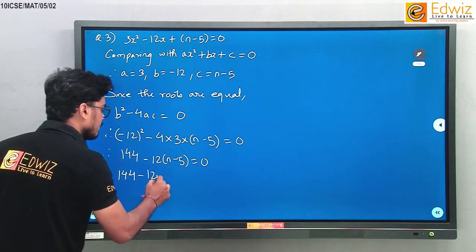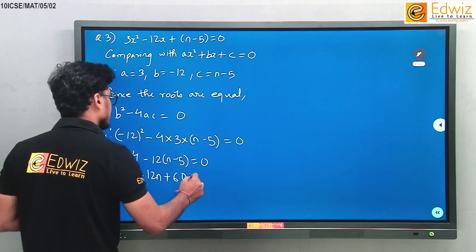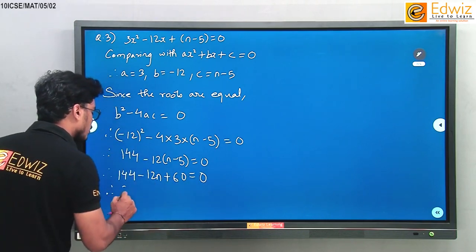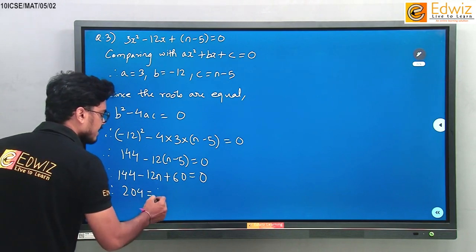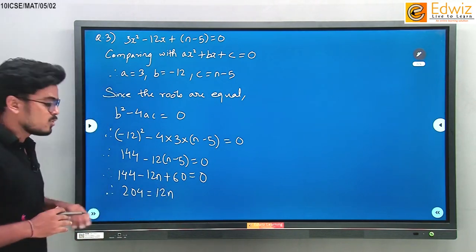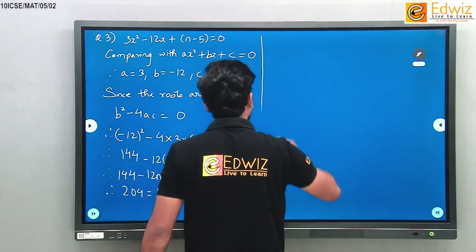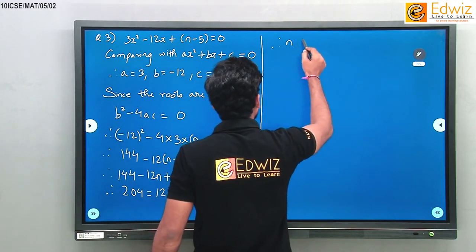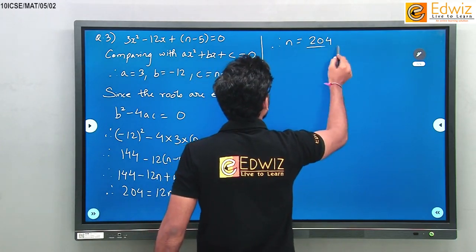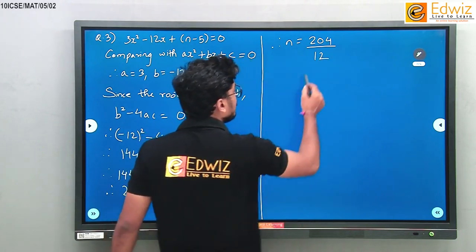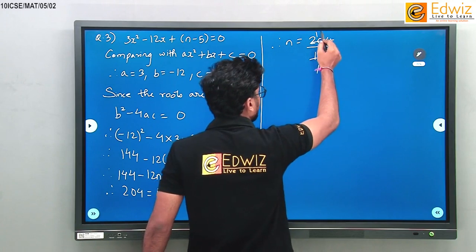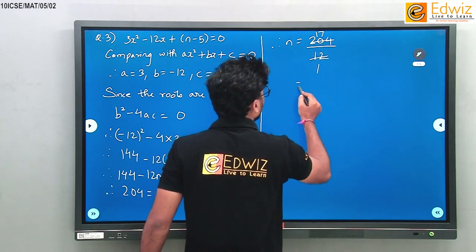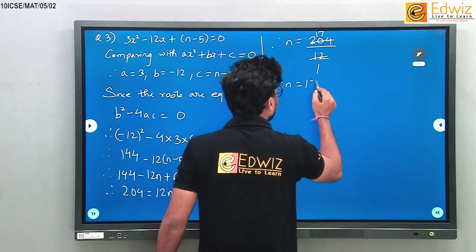Minus 12n plus 60 equal to 0. We will get 204 equal to, on the other side, minus 12n will become positive 12n. So the value of n here is, therefore, n will be equal to 204 divided by 12. We know 12 ones are 12 and 12 sevens are 84. So the value of n is 17.